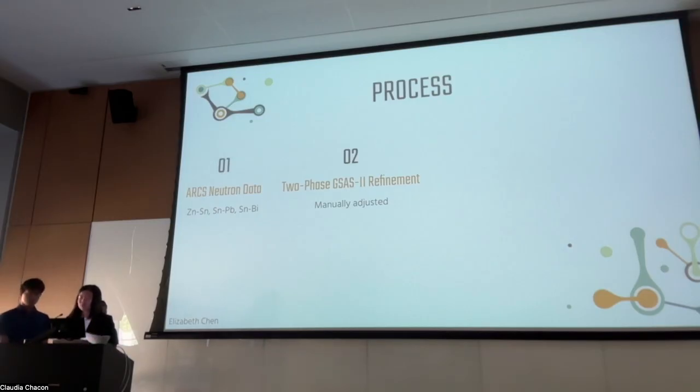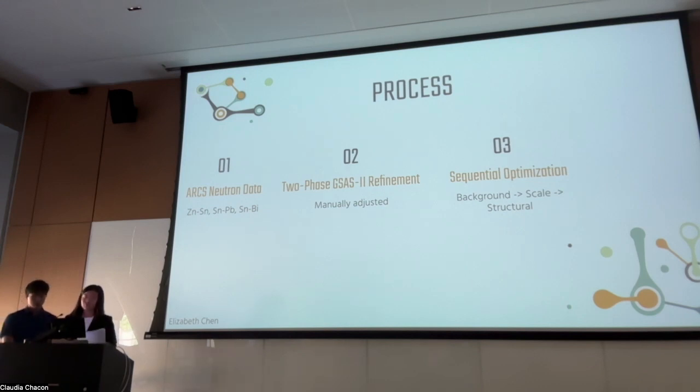And so what we did was we started to refine the background first, because we found that if we refine the background plus the scale factor simultaneously, this causes instability with the graph. So we first refined the background, followed by the scale factors, and then the structural parameters. But our starting instrument parameters, things like peak width and shape, were provided by our mentor, Anne.